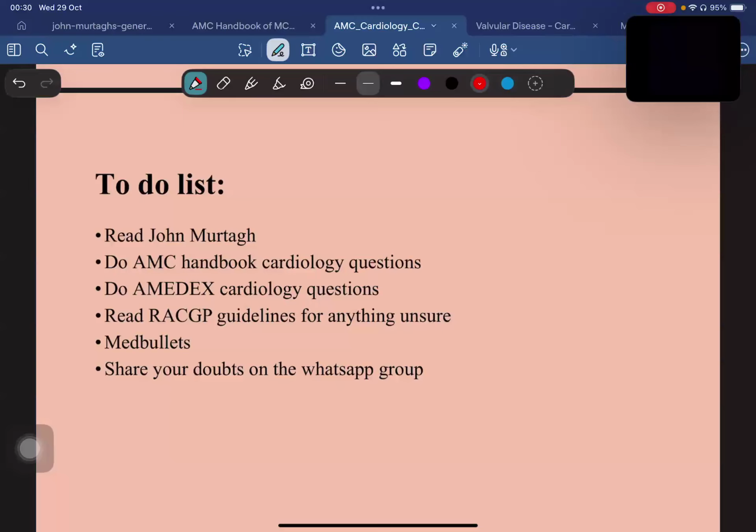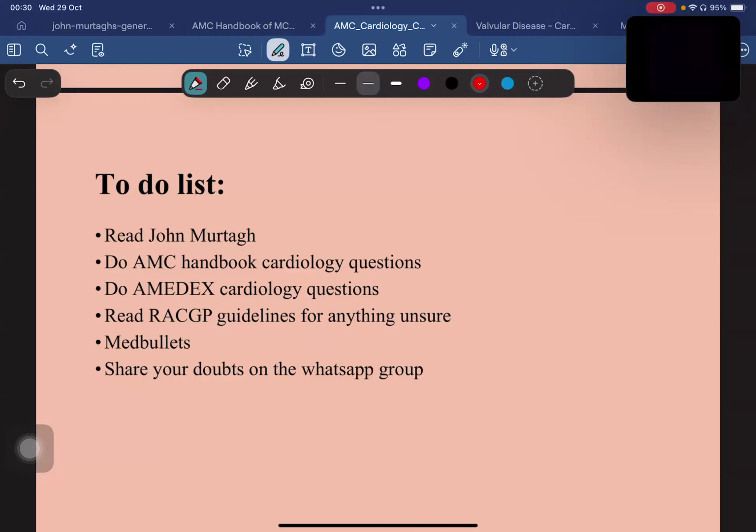So try and read the John Mortage book. I'm going to share it on the WhatsApp group. I do have the PDF. I'll get it to my phone and send it on the WhatsApp group. So yeah, try to read all those topics.